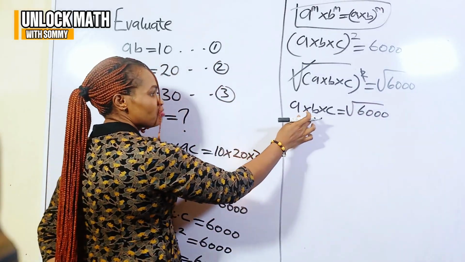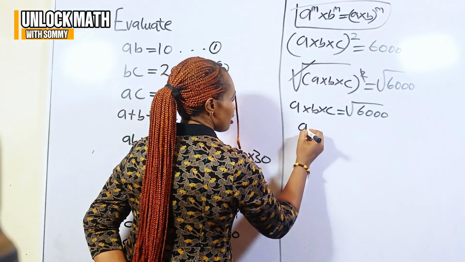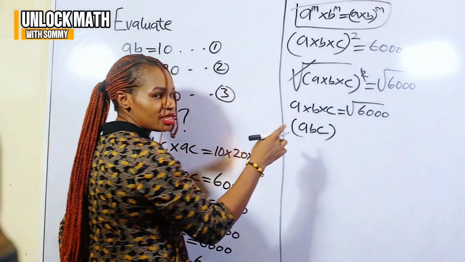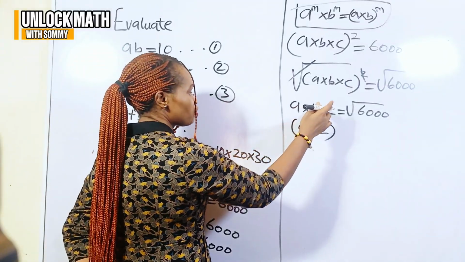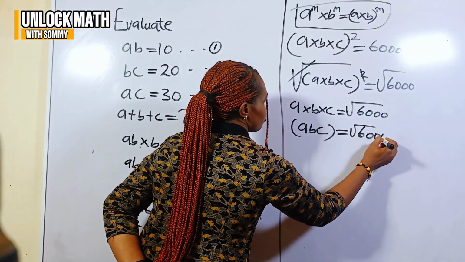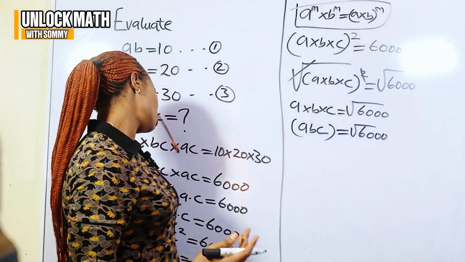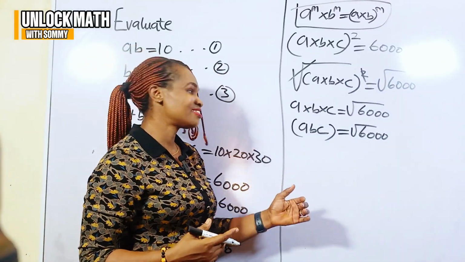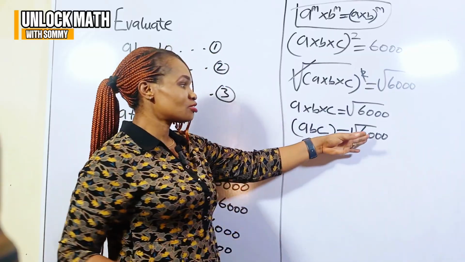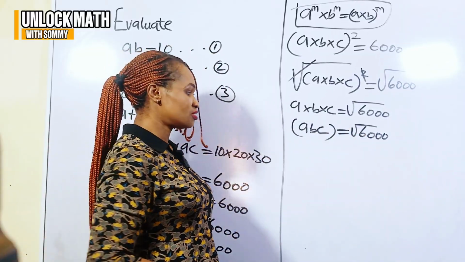Remember, A multiply B multiply C is the same thing as ABC. This is ABC. This is the same thing as A multiply B multiply C, which is equal to square root of 6,000. Now, remember, we are asked not to use our calculator. The rule in this math is not to use our calculator. So, without our calculator, let's find the square root of 6,000.